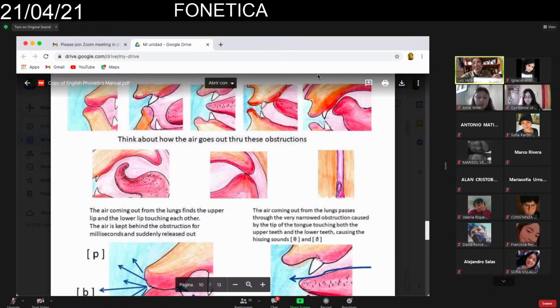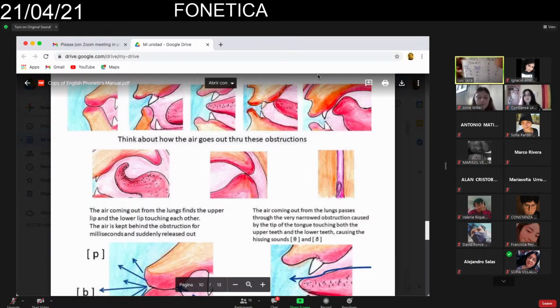So we have a total of 9 stops or plosives. Oral plosives: p, b, t, d, k, g. Nasal stops or nasal plosives: n, ng, and m. That's the classification of the sounds in terms of manner of articulation. Do you understand? Okay.